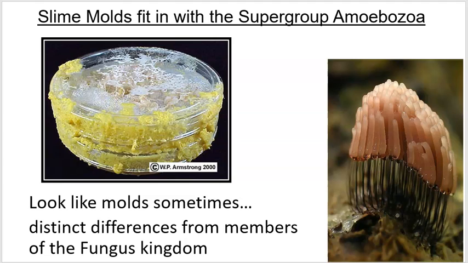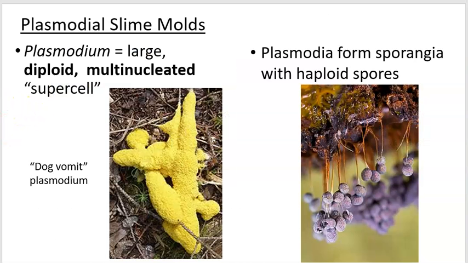Also, when you look at this, these guys are going to have an active form that is diploid. The fungus, remember, is only diploid when it's going through sexual reproduction. Cell walls are found in fungi. These guys don't have cell walls. They are going to be able to ingest their food through phagocytosis due to that lack of cell walls. And they come in two sort of flavors.